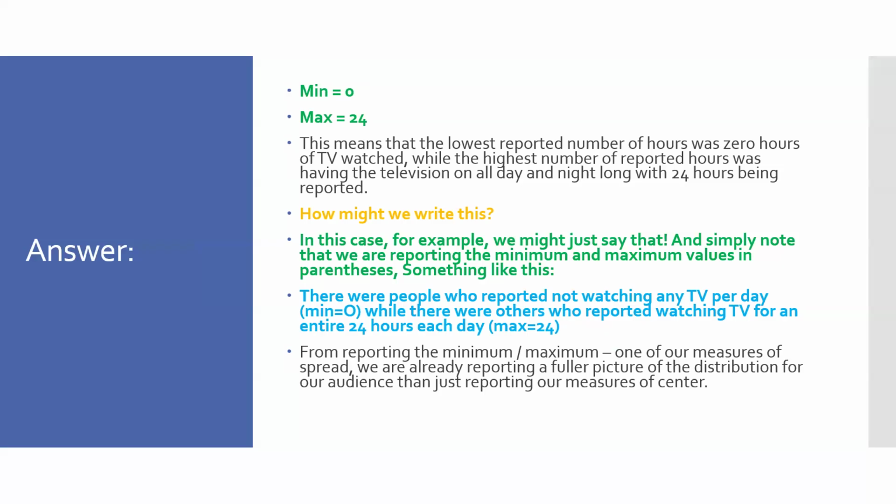And really, how do we write it? Just write it like that. A lot of these things should say we're reporting the minimum and maximum. If we say these things in a way that's a little bit less formal, there were people, for example, in the blue, who reported not watching any TV per day, minimum equals 0, while there were others who reported watching TV for an entire 24 hours each day, max 24.